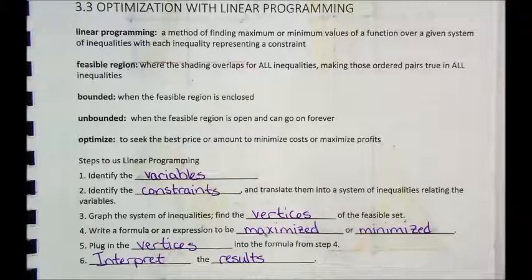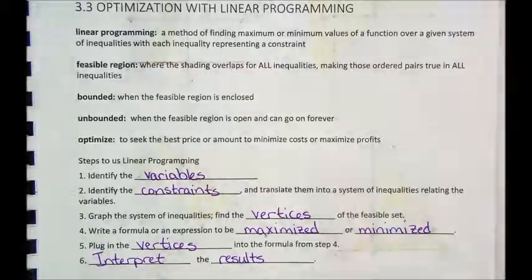Linear programming is a method that we use to find a maximum or a minimum value given a list of constraints, or a system of constraints. That maximum or minimum value is found as a part of the feasible region. We've been graphing systems of inequalities, and we have overlapping shaded regions. That overlapped shaded region is a feasible region.